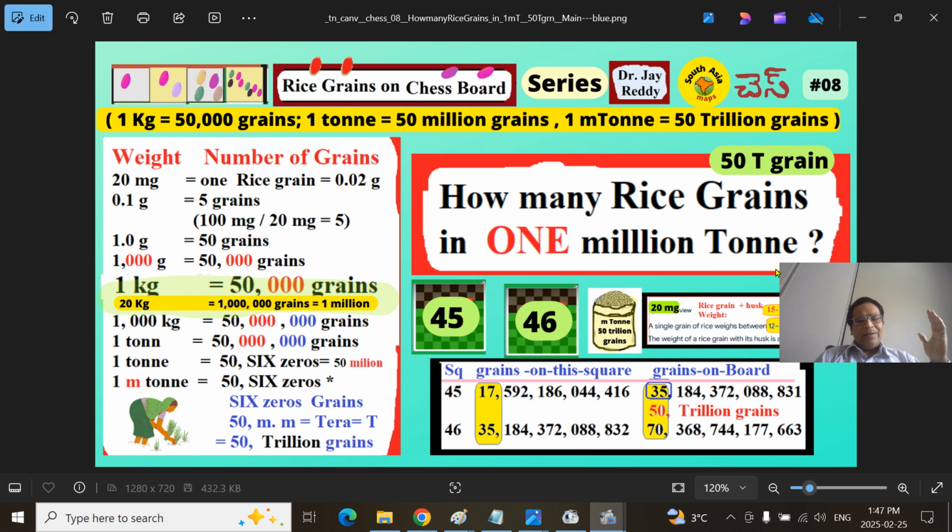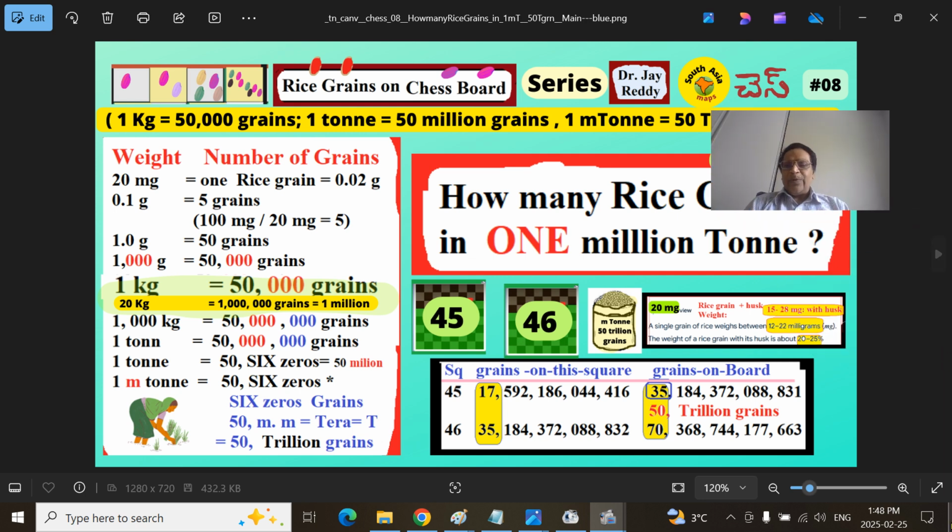That is the standard harvest of the grains, told in million tons of rice or wheat or corn, and so on. 1 million ton has 50 trillion grains. How we come to this conclusion, I explored further. I will not go over it here because the current topic itself is a very big topic.